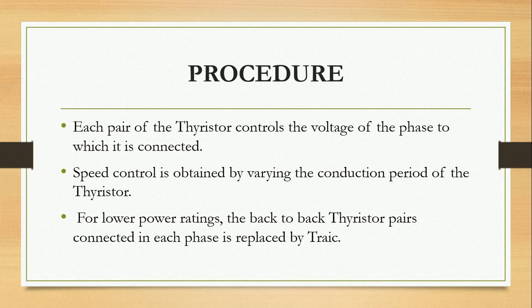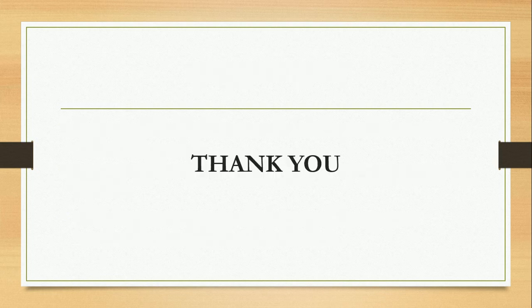For low power ratings, the back-to-back thyristor pairs connected in each phase are replaced by a triac. And that is all about the techniques of speed control of three-phase induction motors, and in detail I have explained the pole changing method and stator voltage control methods. There are also many other methods by which three-phase induction motors can be controlled.